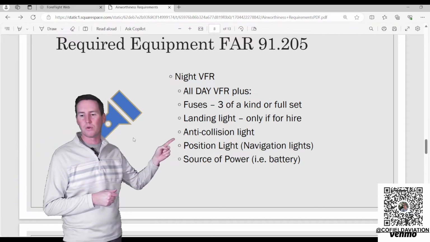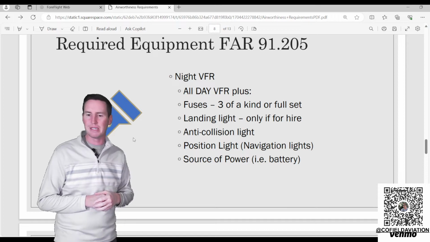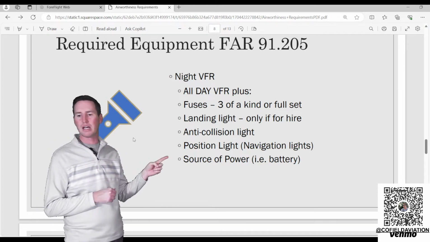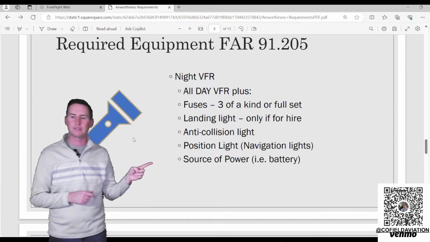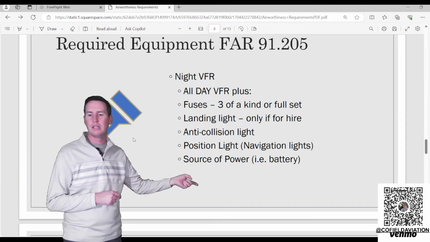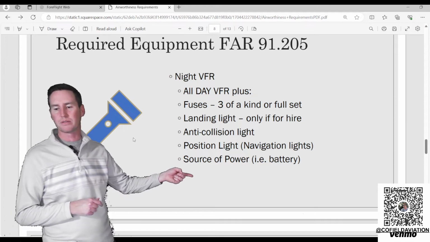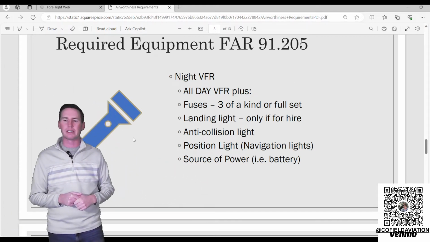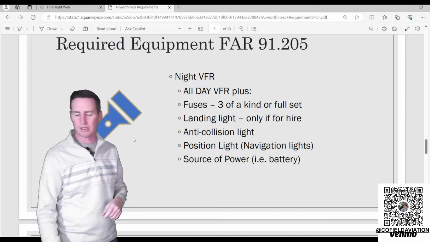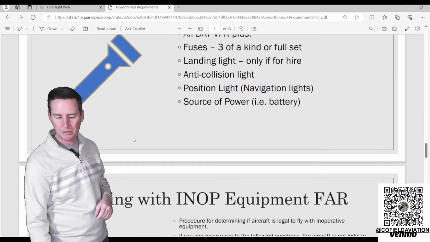Anti-collision light, so that is basically your beacon light, is required at night. Position lights are also required at night. That's your navigation lights, sunset to sunrise, just like a boat. And then a source of electrical power. For example, a battery would be required under 91.205 at night.